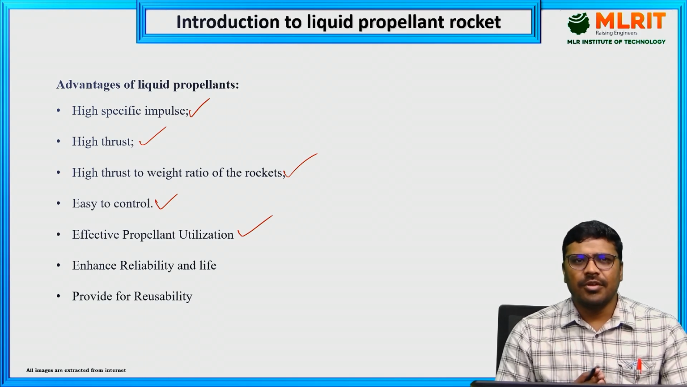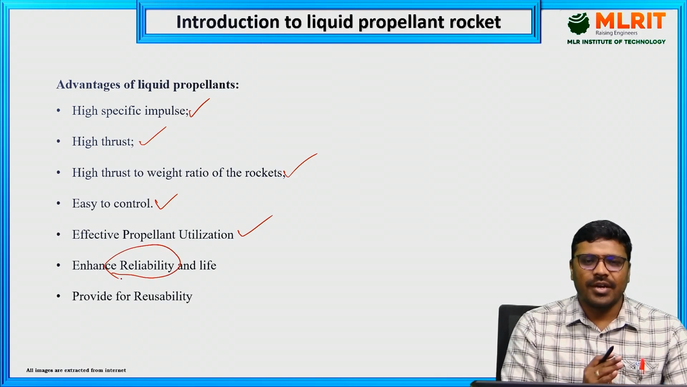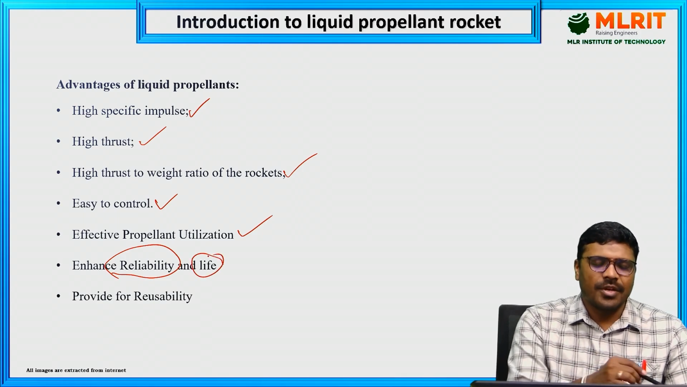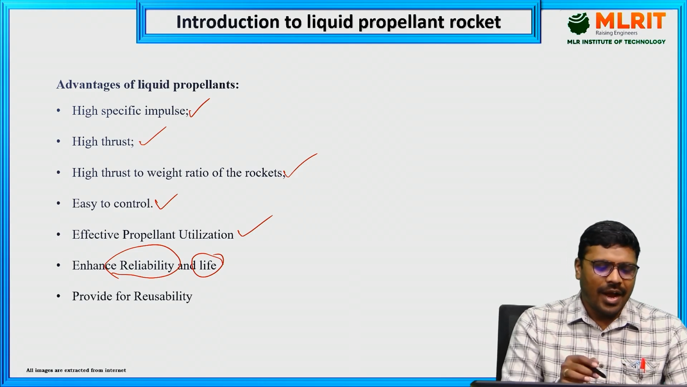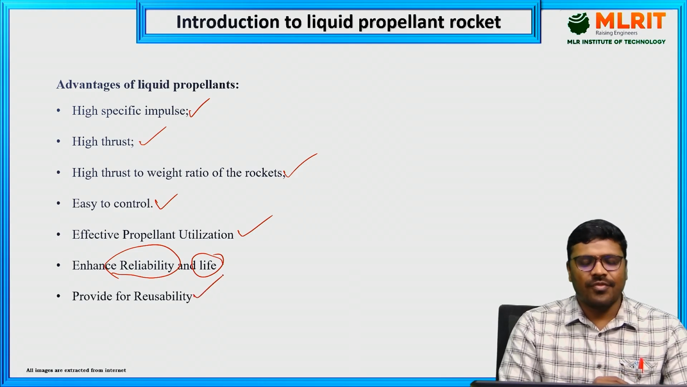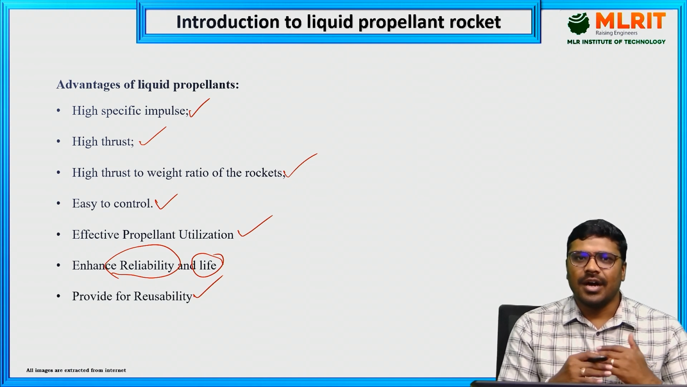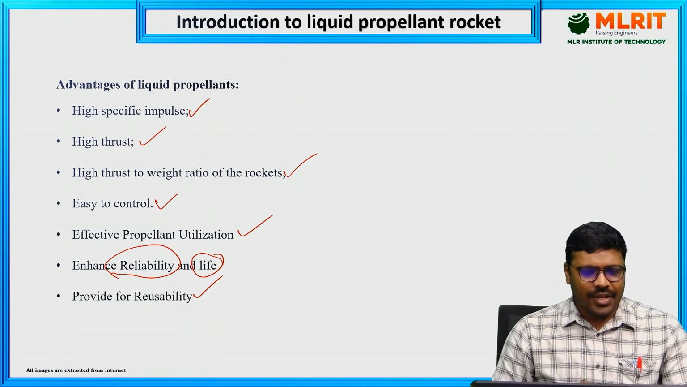Next, coming to enhanced reliability and life. The reliability of liquid propellant rockets is greater compared to other propulsion systems, and the life of liquid propellant rockets is also high compared to other propulsion systems. They also provide reusability. We can reuse these liquid propulsion systems in some cases. So these are all the advantages of the liquid propellant rocket.